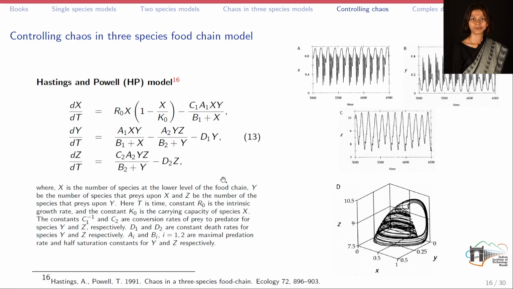So this is the Hastings and Powell model, which is being studied in the literature, and this model also exhibits chaotic dynamics, as can be seen from the time series shown here. Further, the chaotic attractor is also seen in this Hastings-Powell model. A cup-type attractor is seen in this mathematical model.